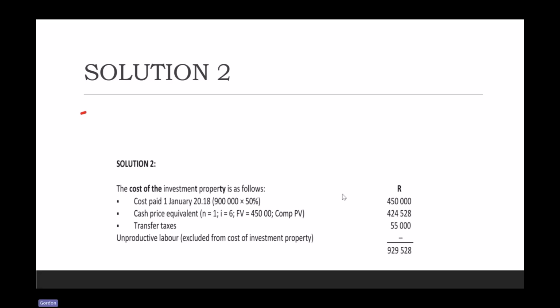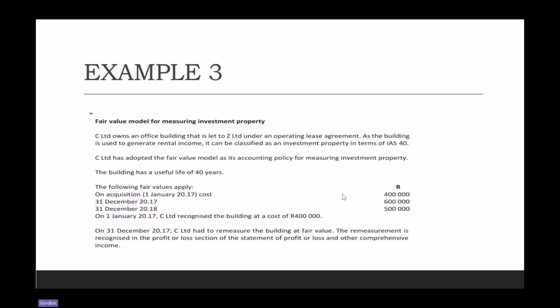Will you be able to, because we're going to be doing FAC2602 in about the next maybe 10 minutes. Does everyone understand this? Will you be able to calculate the cost of an investment property? Will you be able to identify what an investment property is based on the definition and the recognition criteria? Will you be able to calculate the cost? Okay, so it's not difficult. Let's do this question. This is the last question we'll do. So, fair value model for measuring investment property, right? C Limited owns an office building that is let to Z Limited. So C Limited is letting an office building to Z Limited.